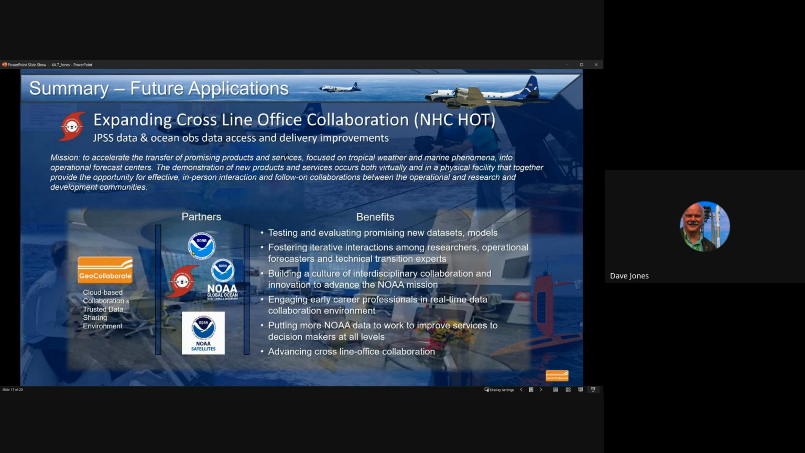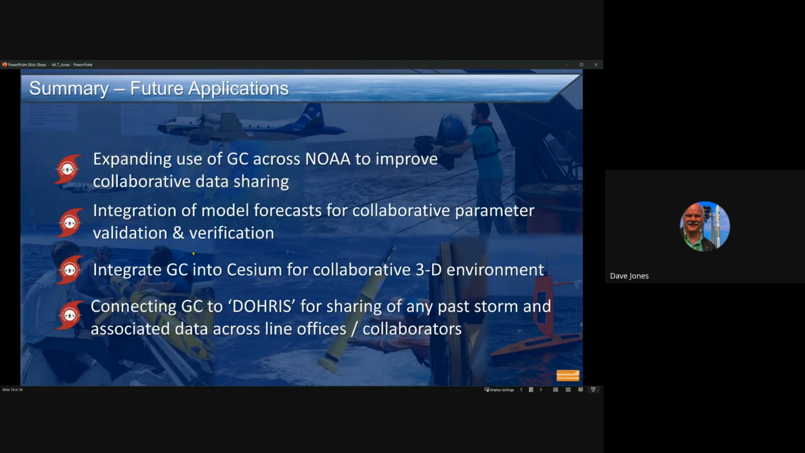The mission of the HOT is very similar to what GeoCollaborate can deliver. We are a cloud-based collaboration, trusted data sharing environment. We already have partners throughout NOAA involved, and I would really love to see early career professional engagement in this real-time data collaboration environment. Everybody we've shown it to within NOAA and over at NASA as well has said, boy, this is really a great environment. Also, the integration of model forecasts for collaborative parameter validation and verification: bring model data in there, validated immediately with the real-time obs, could be really spectacular.